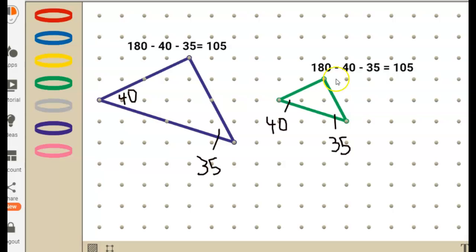All right, so just keep in mind, if you know two angles that are the same, that means they are similar. Two, you need two. Okay, moving on to the next part.